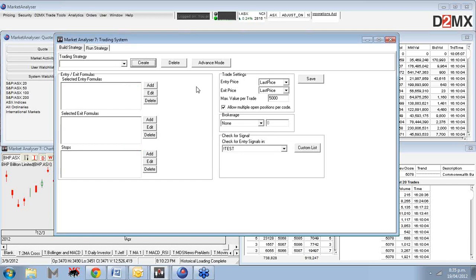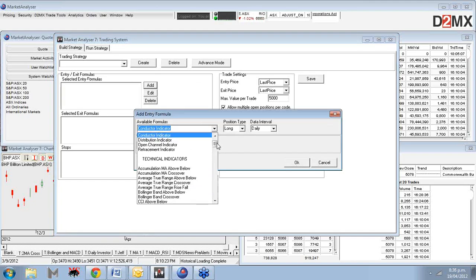The first thing we've got to set is the entry formulas. So what are the entry formula? And we've talked about using the MACD crossover. So the MACD crossover, the position type is long, so we're buying shares and we want them to go up, and the period is daily.